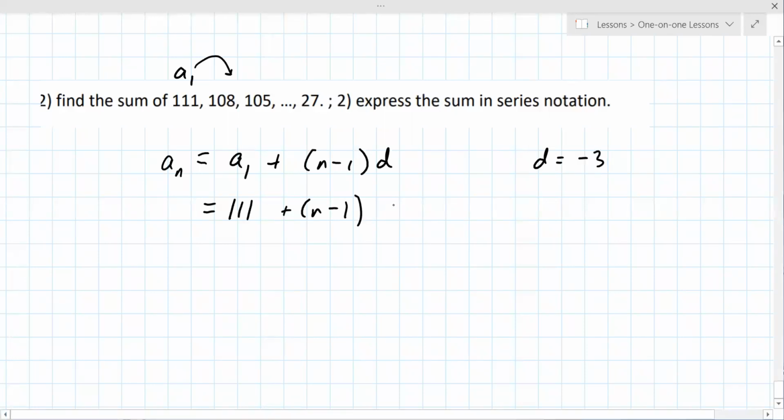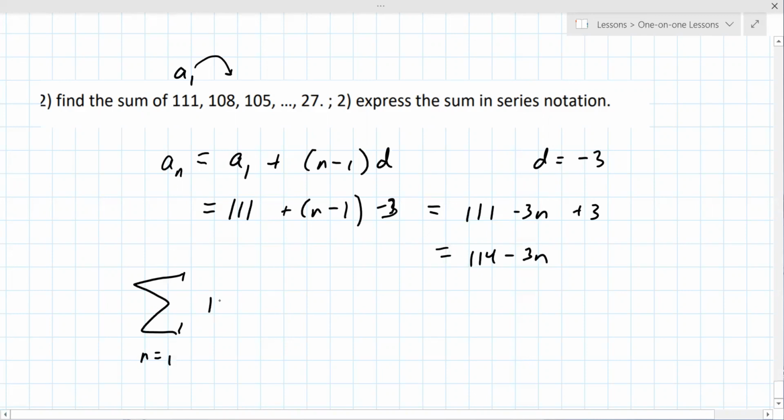So then you have this here. This is needed for the sigma. So you're going from n equals 1 to something up here, and then this is it. So you probably want to simplify this a little bit. It's 111 minus 3n plus 3, so it's 114 minus 3n.